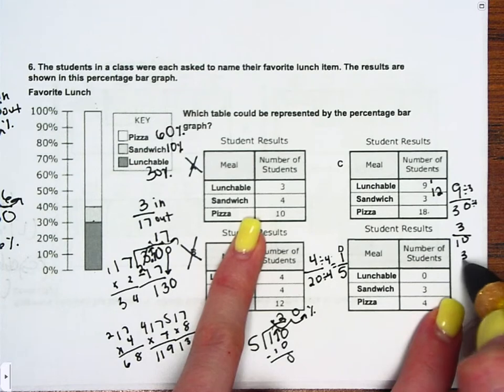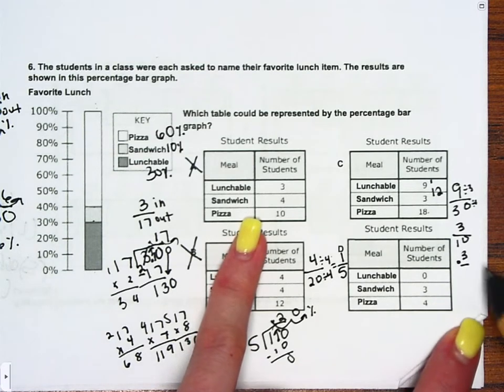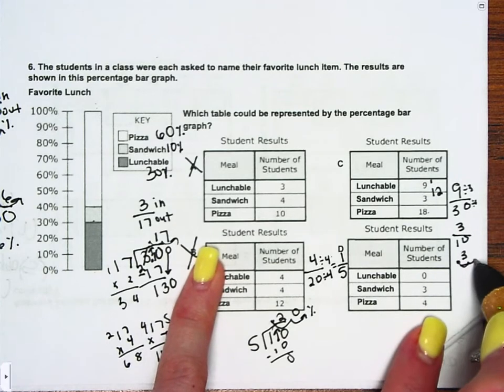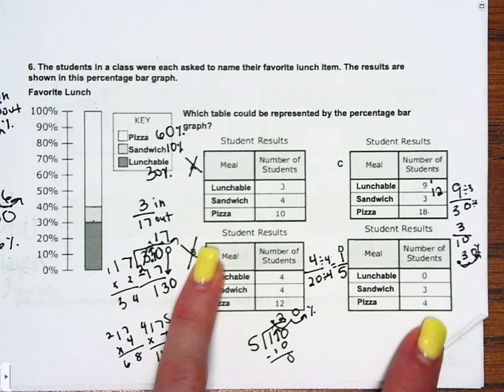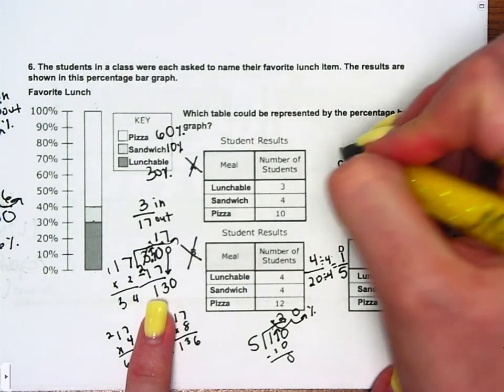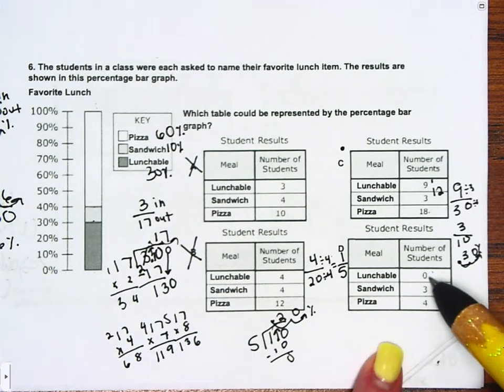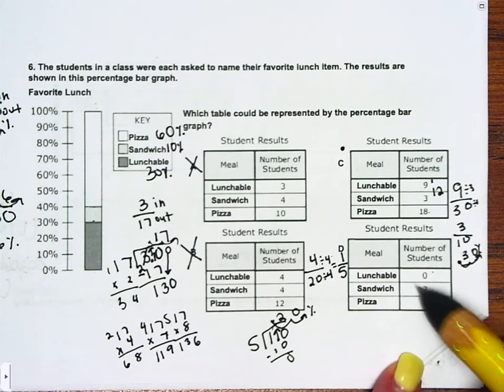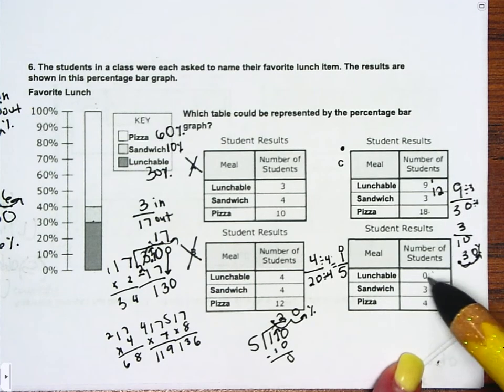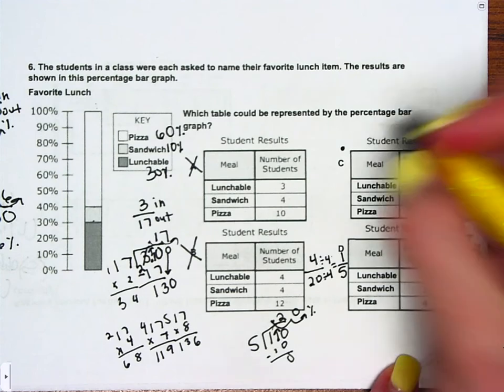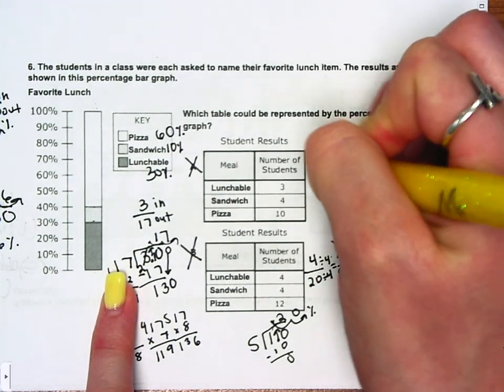So 3/10. This is my tenths place, and I put the 3 there for 3/10. If I move my decimal twice to the right, that gives me 30%, and that's what I need. So this might be my answer. I need to check D. D says 0. Well, if 0 students chose it, then it's going to be 0%. That's not the same thing as 30%. So D is not my answer. C is.